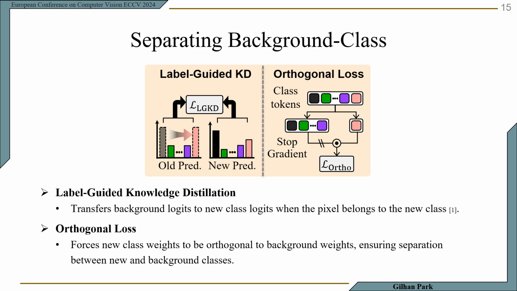Orthogonal loss goes a step further by forcing the weight of the new class to be orthogonal to the background weights, ensuring a clear separation between the new class and the background. It also involves separating the new classes from the old ones to mitigate the background shift toward the new class.